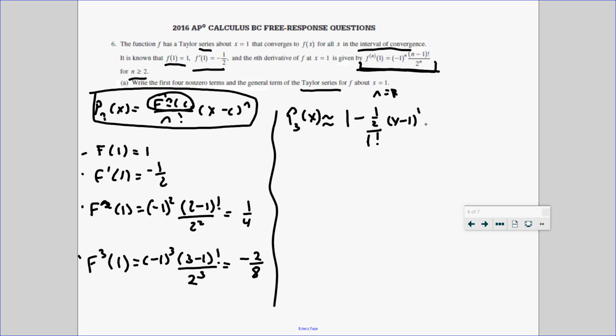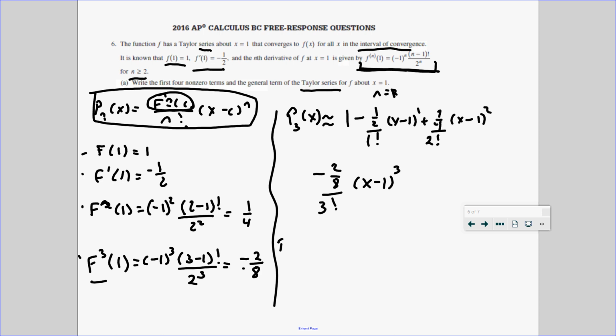Go to the next term, plus, this now becomes 1/4 over 2 factorial. I'm using my rule here. X minus c, which is 1, squared. And then now I go to my third one, and that becomes minus 2/8 over 3 factorial, because now n is 3, times x minus 1 cubed. And we're going to stop there because that's our first 4 non-zero terms.